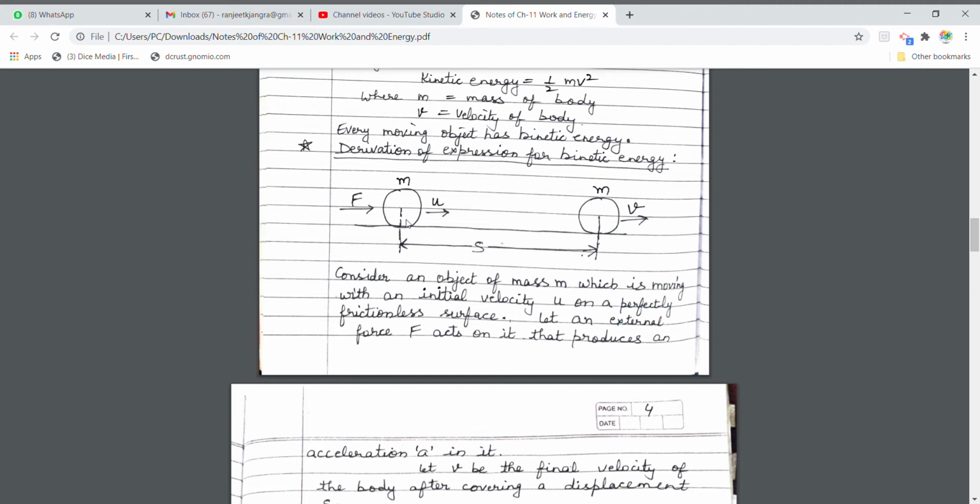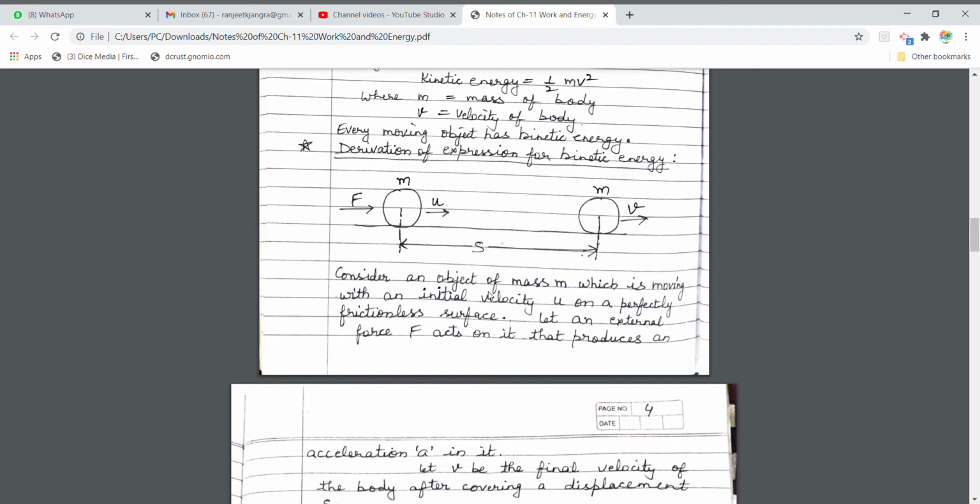As the object's velocity is changed, it means some work has been done on the object, and this work done is stored in the object in the form of kinetic energy. So we'll be writing the formula for the work done, and then we will conclude that this work done is stored in the object as kinetic energy, so that will become the formula for kinetic energy.